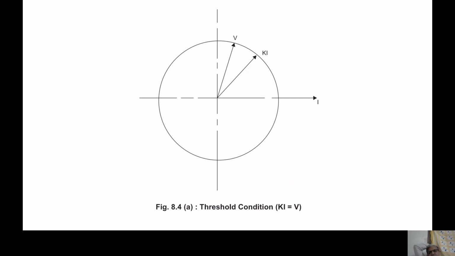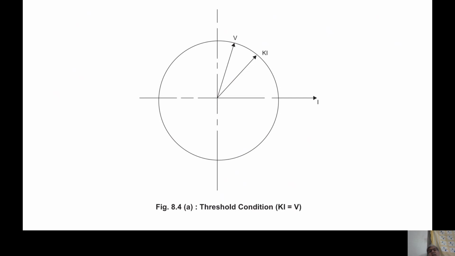So this is the threshold condition. Ki equal to V is the threshold condition. If Ki is less than V, the relay operates. If Ki is more than V, the relay blocks. So this is an amplitude comparator. Amplitude comparator means the relay measures the amplitudes, the magnitudes. So the amplitude comparator impedance relay measures Ki and V, right? So that is how it happens.